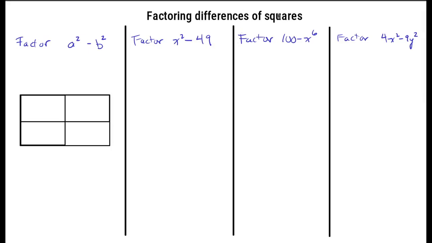A difference of squares pattern looks like this: a to the power 2 minus b to the power 2. A squared is a square, b squared is a square, and we're taking their difference. We're subtracting one from the other. And we can always factor that in the following form: a to the power 2 minus b to the power 2 is a plus b times a minus b.